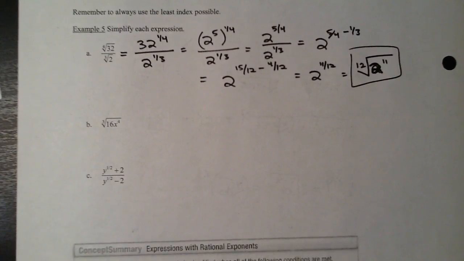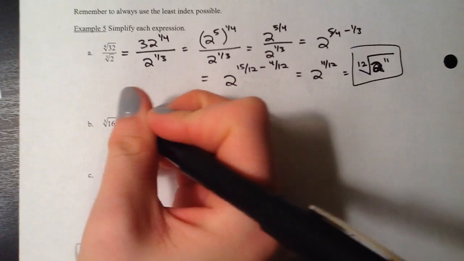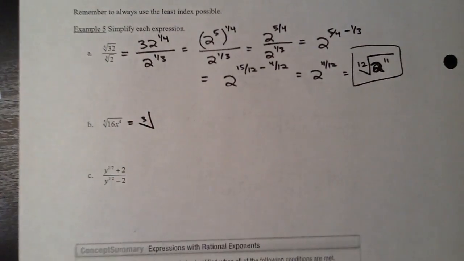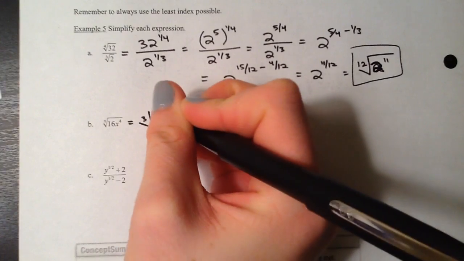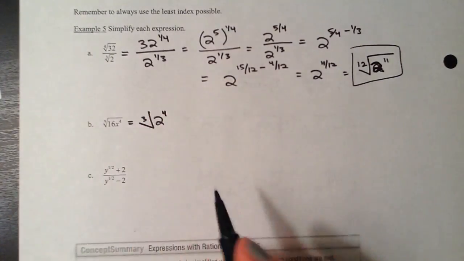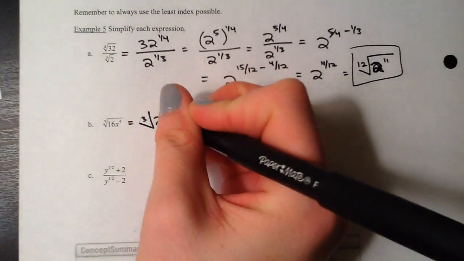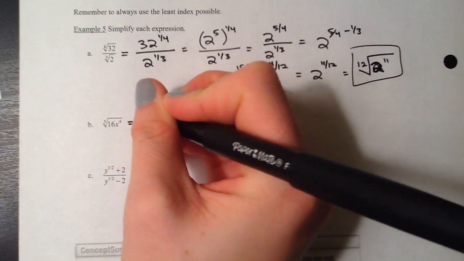Okay, next one. Cube root of 16x to the 4th. Okay, so still cube root. We're going to start to simplify the stuff up on the inside. So remember 16, we're going to write 16 as 2 to the 4th. So 2 is the base. We want the least. So 2 is the smallest base that we can write. So 2 to the 4th times x to the 4th.